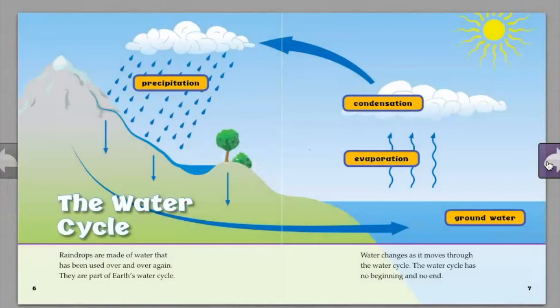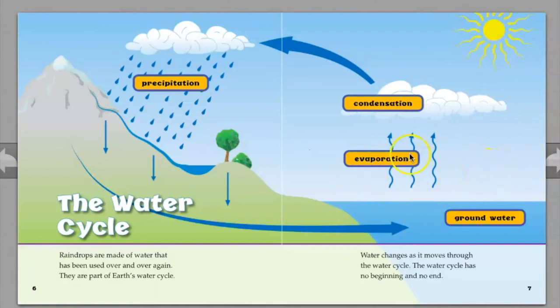The water cycle. Raindrops are made of water that has been used over and over again. They are part of the Earth's water cycle. Water changes as it moves through the water cycle. The water cycle has no beginning and no end. There are some really fancy words.